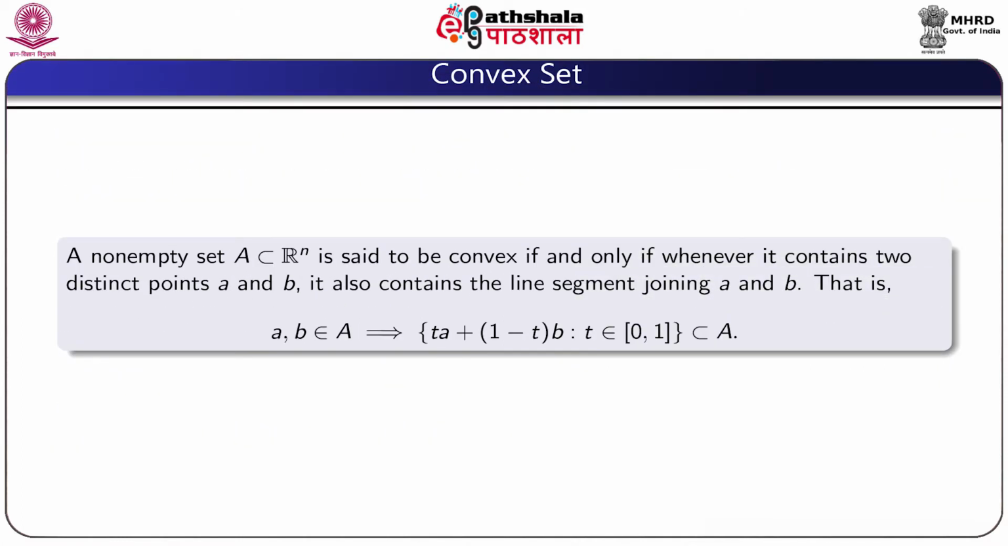Now, we define what we mean by a convex set in R^n. A non-empty set A subset of R^n is said to be convex if and only if whenever it contains two distinct points a and b, it also contains the line segment joining a and b. That is, whenever a and b are in A, for every t lying in the closed interval [0, 1], we must have the point t a plus (1 minus t) b in A.